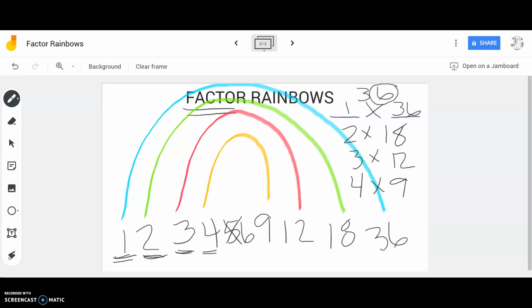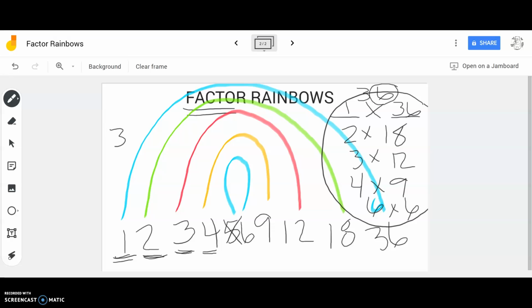Let me try 6. Oh, I know. 6 times 6 is 36. I don't need to write the factor again. My rainbow is going to be kind of cool when they connect like this because 6 by 6 itself makes another part of my rainbow. So 6 times 6 is 36. So these here are my factor pairs.